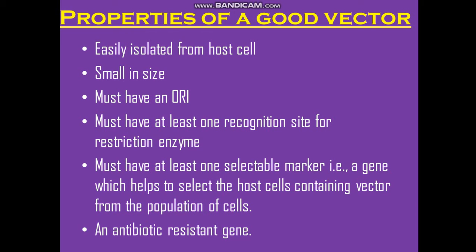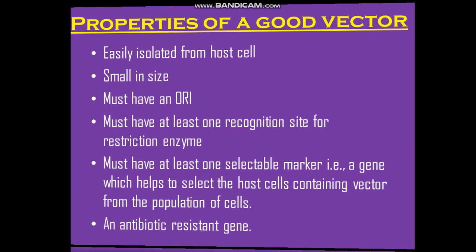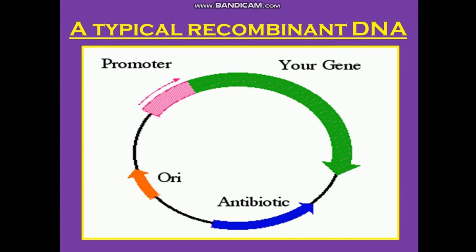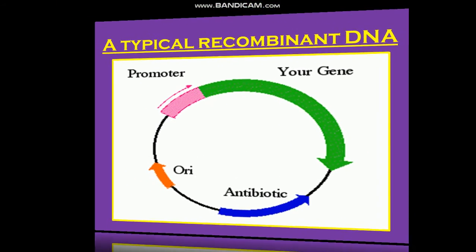That selectable marker can be of double benefit. That means the selectable marker can act as an antibiotic resistant gene also. It helps us to select the host cells containing vector from the whole lot of population of the non-transformed cells. Clear? So this is the picture of a typical recombinant DNA.